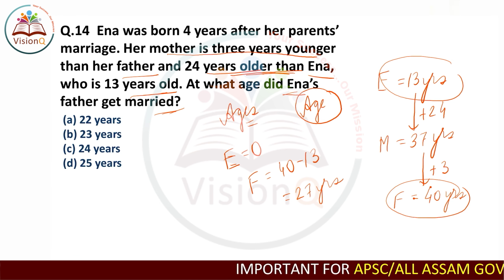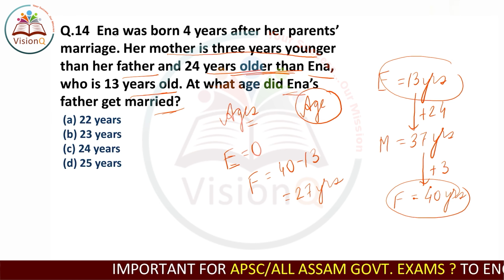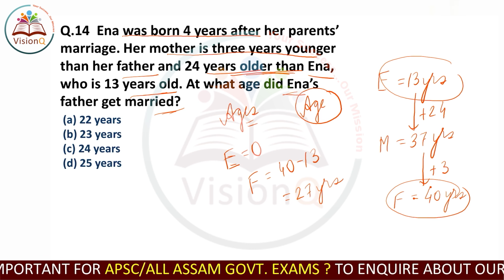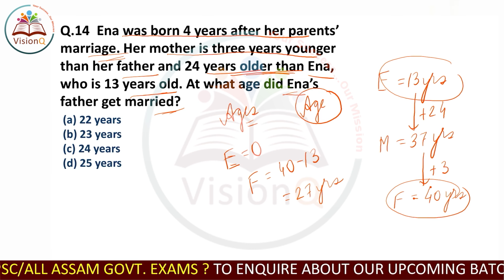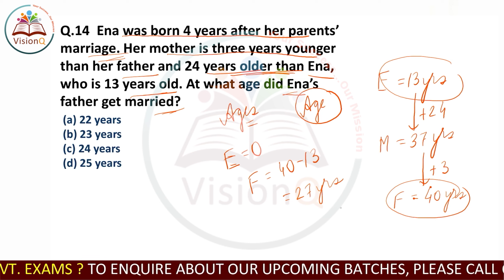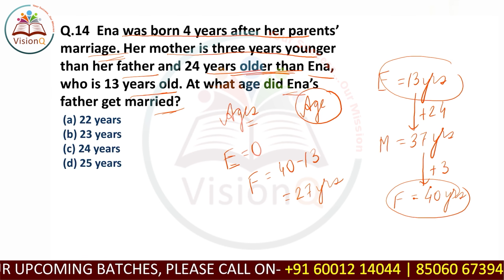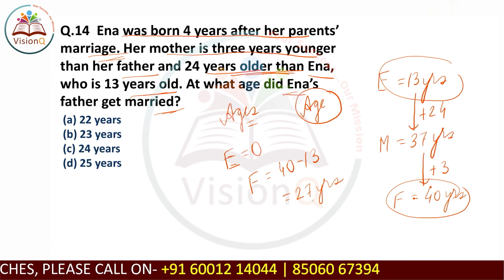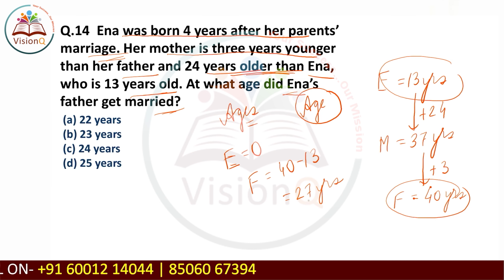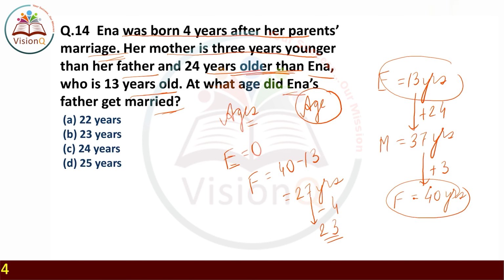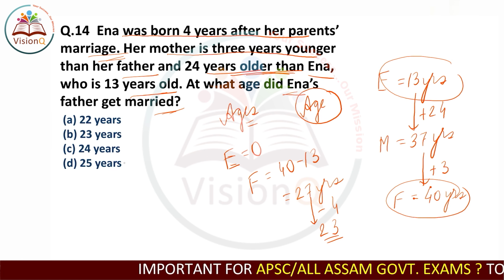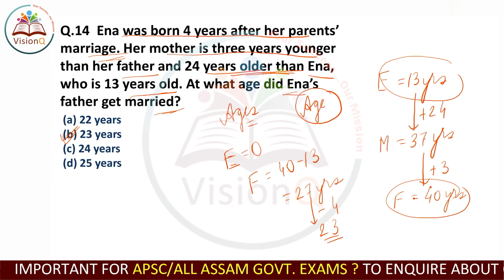And when Ina was born, you can see in the first sentence, Ina was born 4 years after her parents' marriage. That means I have to find out the age of father before 4 years. So at the time of marriage, that is before 4 years, the age of her father will be 27 minus 4, which is 23 years, because it is asked to find the age of father at the time of marriage. So the answer is 23 years, which is option number B.